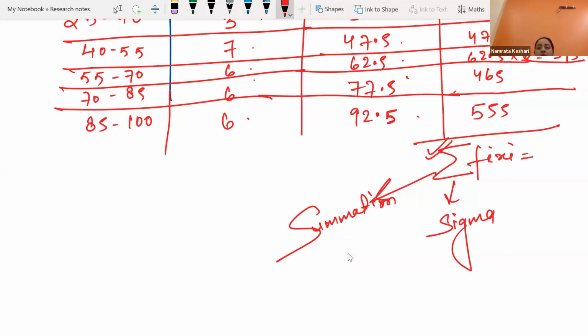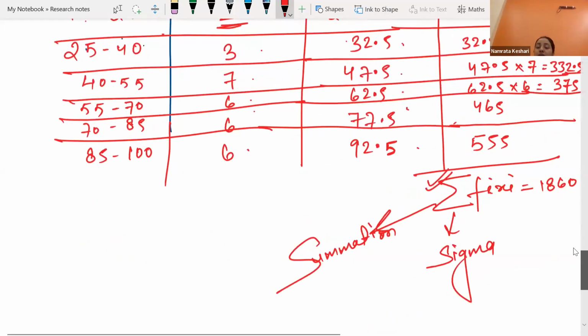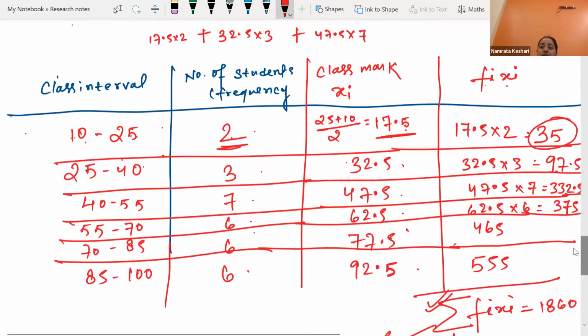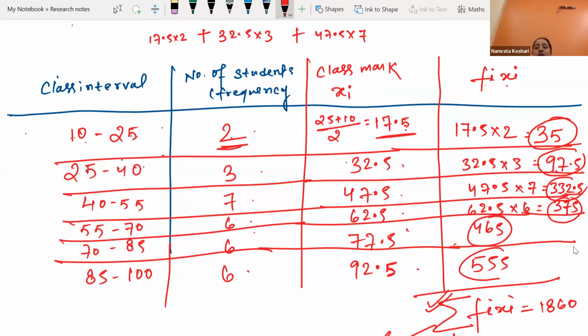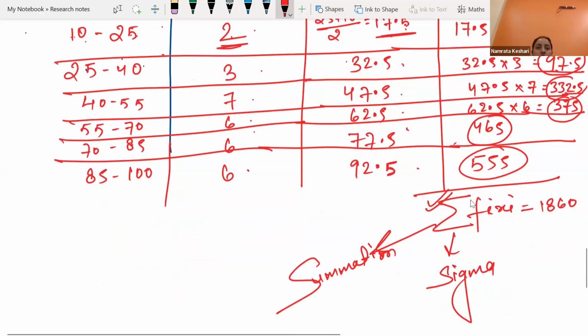तो ये हमें क्या मिलेगा? हम अगर सारे को ऐड करेंगे, लेट मी चेक इट क्विकली. So we'll be getting 1860. If you will be adding whatever you have found so far, what you have to add exactly? You have to add this 35 with this 97.5 with this 332.5 with this 375 with this 465 with this 555. All of this if you will add, you will be getting sigma of fi xi. That means summation of fi xi you will be getting, that is 1860.